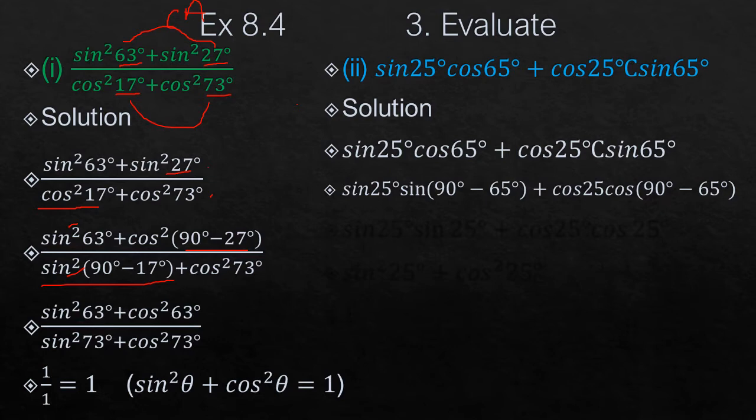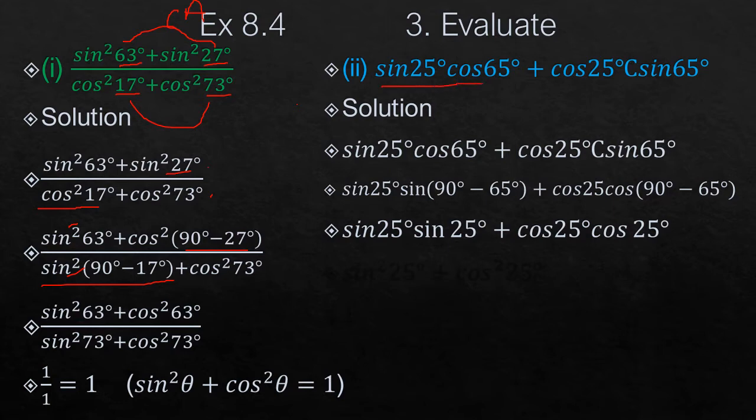Okay students, so this is our first part. Now come to the second part. The second part is sine 25 degree cos 65 degree plus cos 25 degree sine 65 degree. So students, as I told you in earlier videos, when you write these two trigonometric ratios like this, it means they are multiplied. This is also multiplied. Okay.